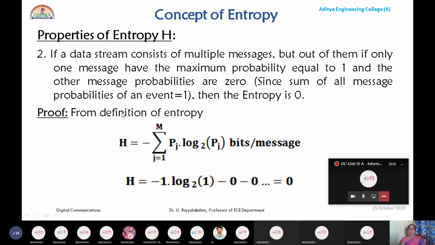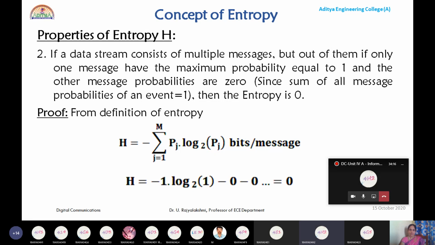So we can prove that by taking the definition of entropy. From the definition of entropy, H equal to minus summation j equal to 1 to M p suffix j log p suffix j base 2. Now how many messages are there? How many, Anushka, how many messages are there? M, ma'am, capital M. For example, we are assuming capital M messages. If P1 has the maximum probability, then it will be 1 log 1 base 2, and other probabilities are 0. So minus 0 log 0 base 2.